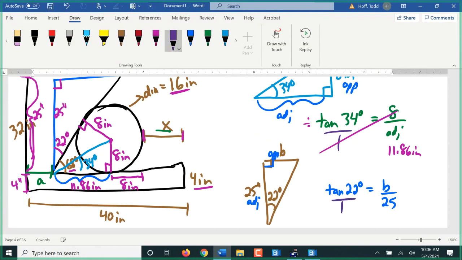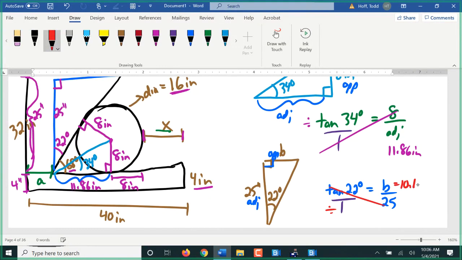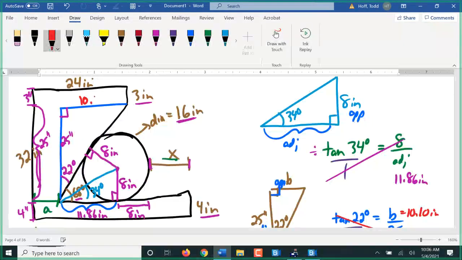We put that over 1 so that we can cross multiply and divide. So 25 times the tangent of 22 degrees divided by 1, which we don't really have to do, gives us 10.10 inches. So this is 10.10 inches. 24 minus 10.10 is 13.90 inches here.